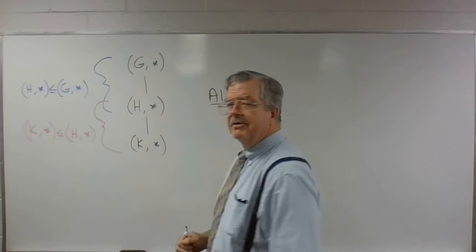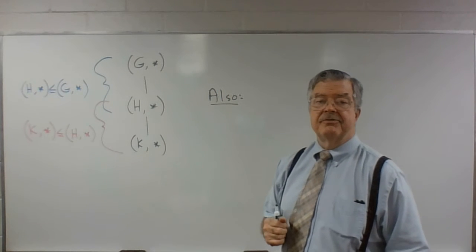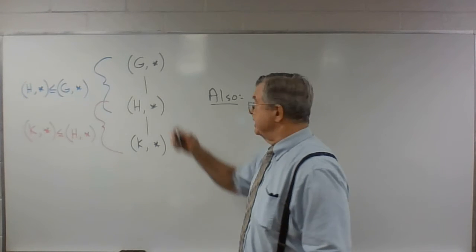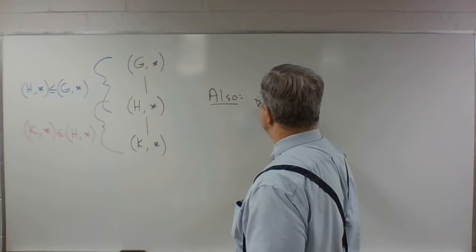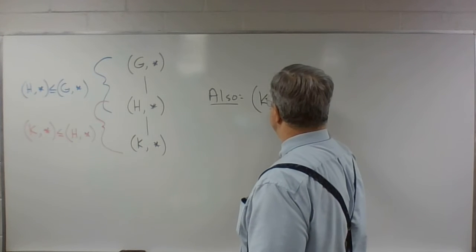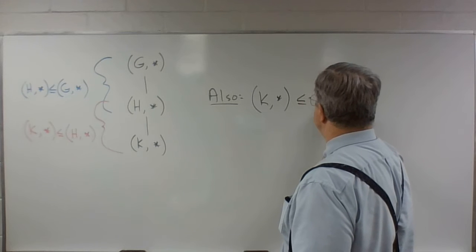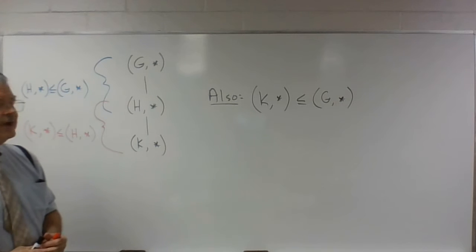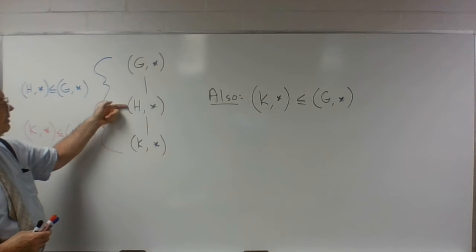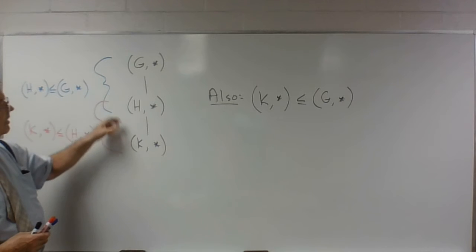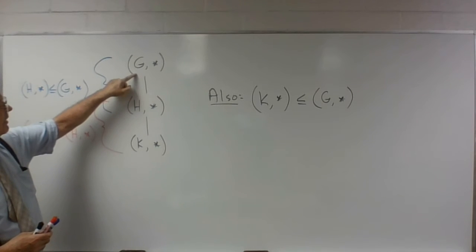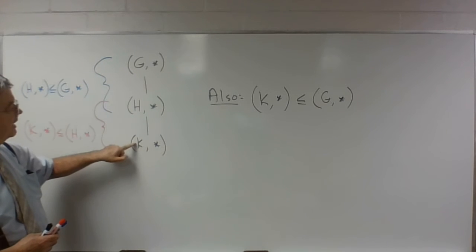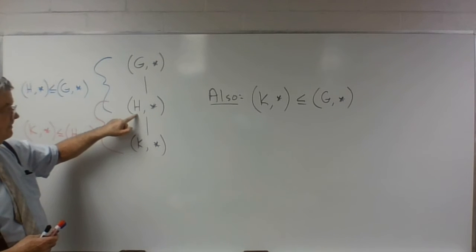But let's note also, since the property of being a subgroup is transitive, K is also a subgroup of G. So anytime we see a lattice diagram from group to subgroup to subgroup, this is a subgroup of the parent group. This is also a subgroup of the parent group and a subgroup of the group directly above it.